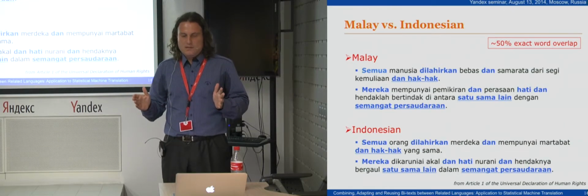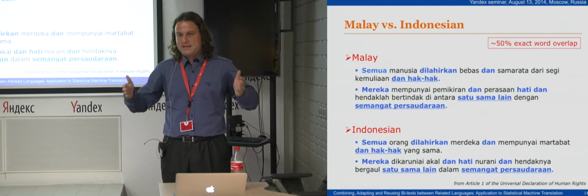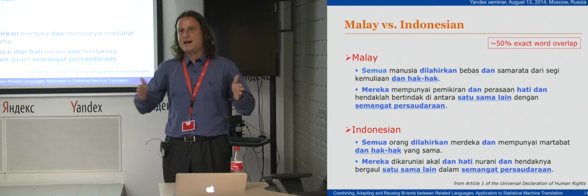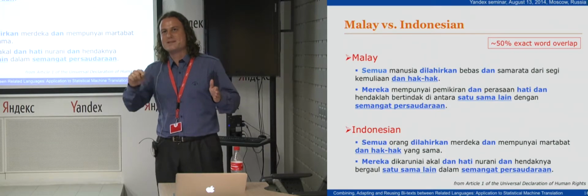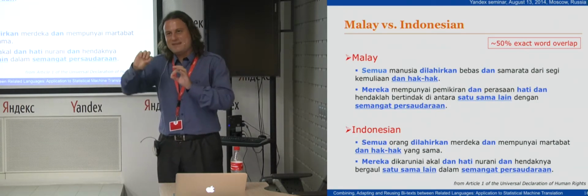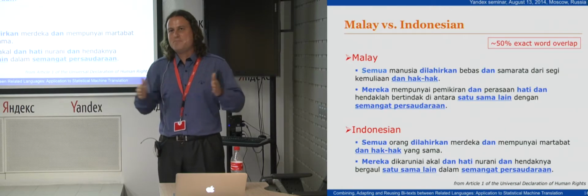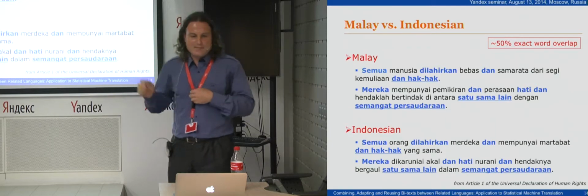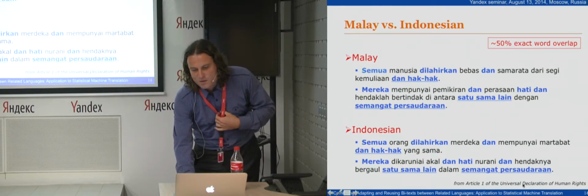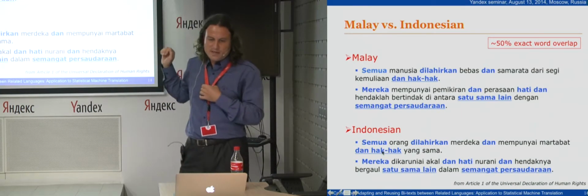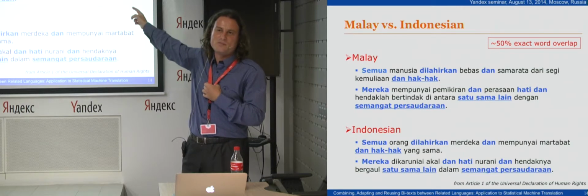But if you take a native speaker of Indonesian or of Malay to read a newspaper, he's going to find a couple of unknown words, or words that he can probably guess the meaning of, but that have a wrong usage or something like that. In pretty much every sentence, there are going to be at least two or three of those. And here I have a translation of Article 1 of the Universal Declaration of Human Rights in Malay and Indonesian, the official translations. You can see that there is only about 50% word overlap.